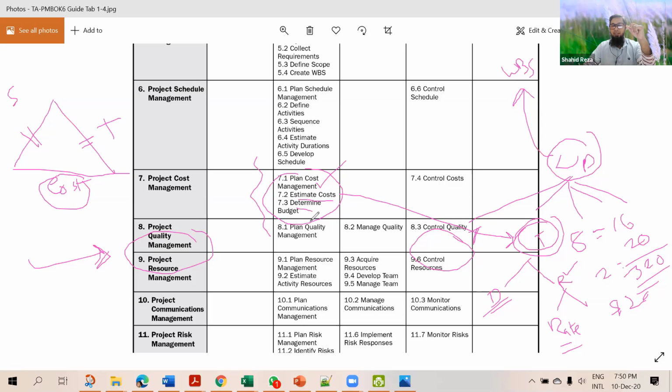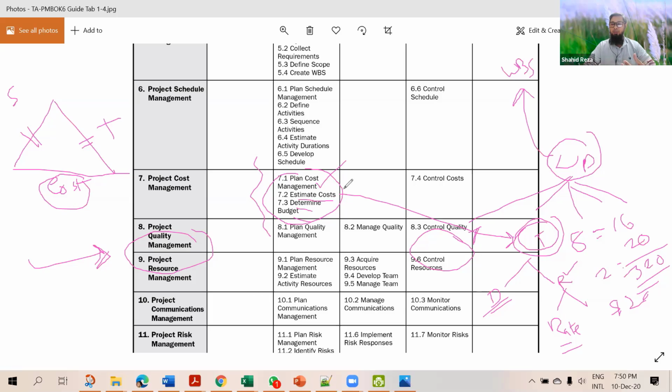Then determine budget means aggregating all the activities' cost or packages' cost. And after aggregation, the figure we will get is actually the project budget. So determine budget is talking about the whole project budget. That means aggregating every cost component of the project and finding out the project budget. So after completing 7.3, we will get the project budget.